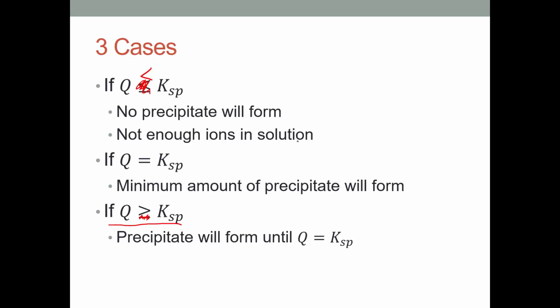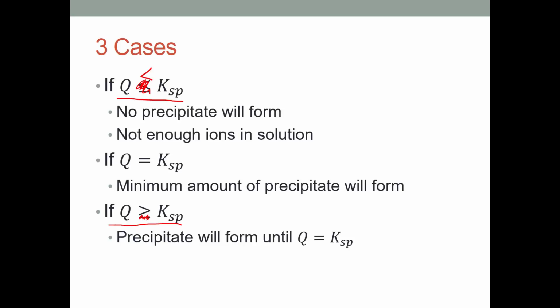After the filtration, when you started filtering things out and no more precipitate formed, that would be the situation where your Q is less than KSP. So that's how we can use KSP to predict whether a precipitate will form or not.